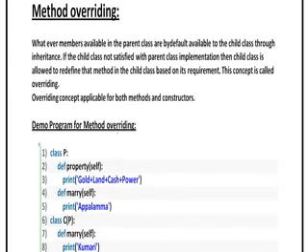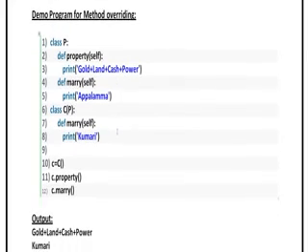Method overriding. In the case of method overriding, the methods you define are written in such a way that there is a parent class and a child class. Whatever is written in the parent class, the child class will take those properties from the parent class and perform the task. So let us see the program.